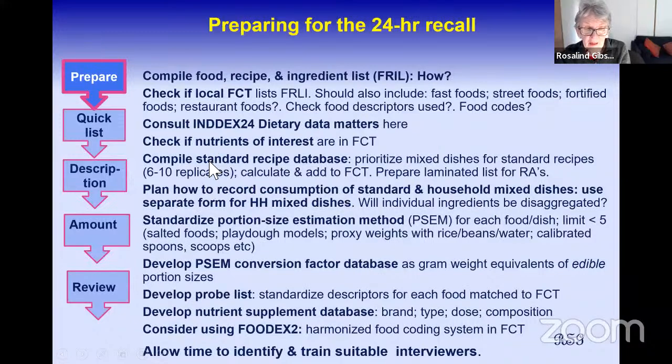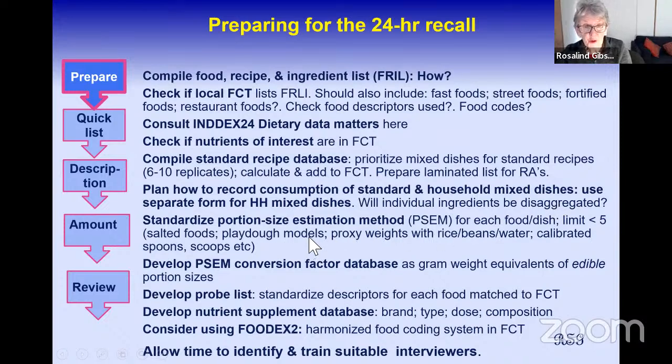So you won't perhaps be collecting all standard recipes. You may want to collect individual recipes from the household. This is something that is quite complicated and requires you to spend a lot of time training your research assistants. Otherwise, you will get a lot of errors in these data. It's important to use a separate form and not to put this information on your 24-hour recall form, but to have a separate form for your enumerators to complete on your household mixed dishes. And again, you have the decision about whether the ingredients of those household mixed dishes will be disaggregated or not.